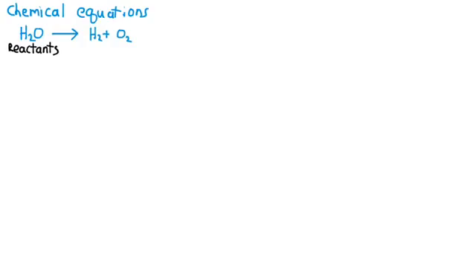The reactants in this reaction are the things that are reacting, the things that you start with. That's everything on the left side of the arrow. In this case, it's H2O, water. And the products are the things that are being produced. In this case, it's H2 and O2. And in general, it's everything on the right side of the arrow.